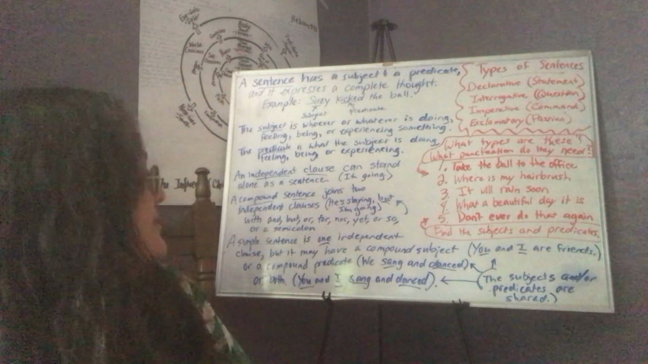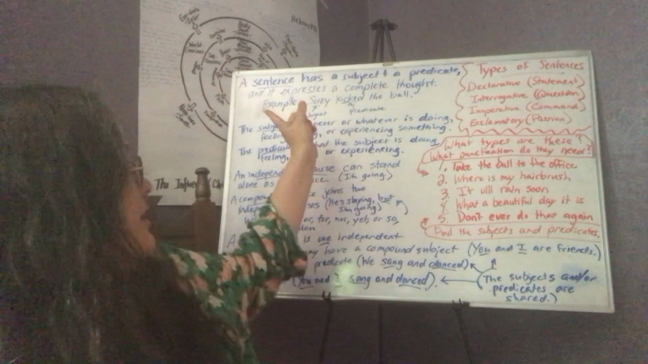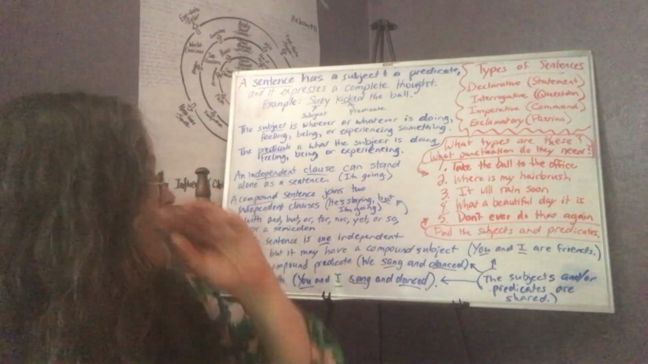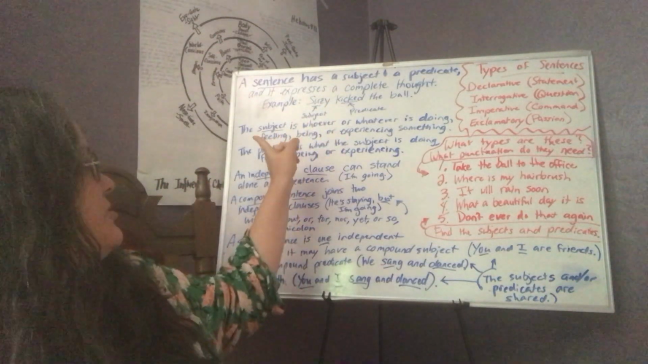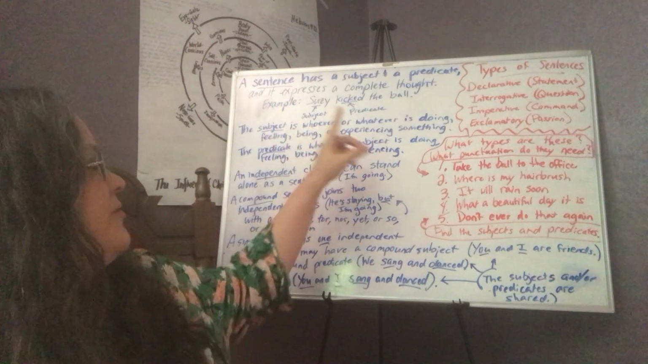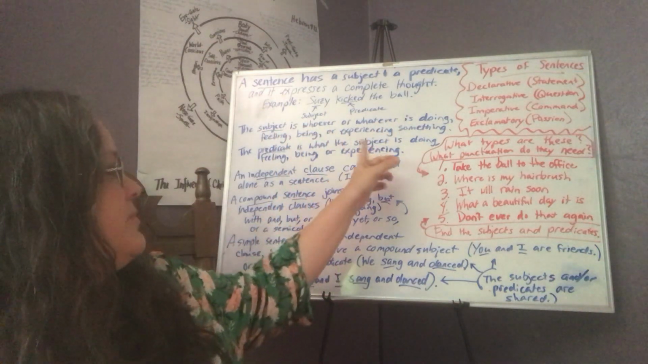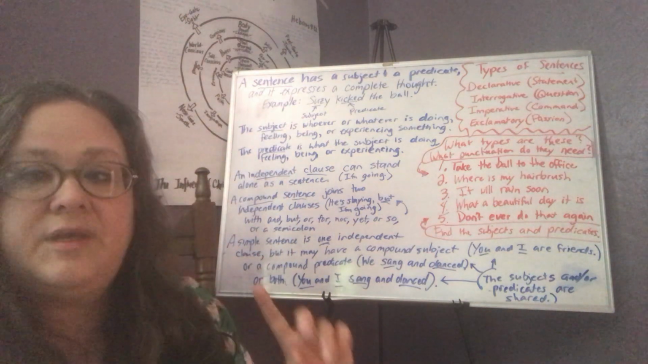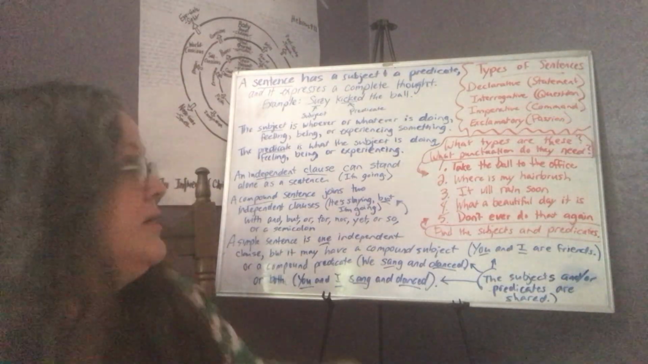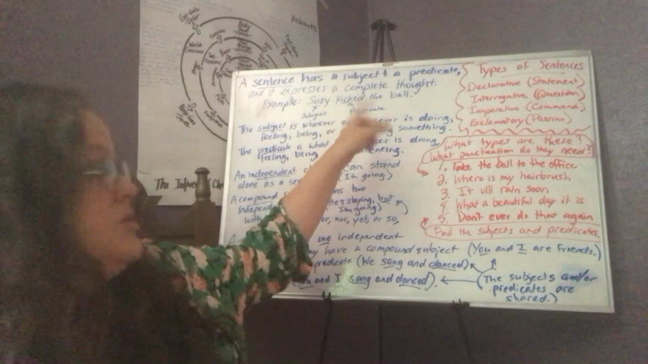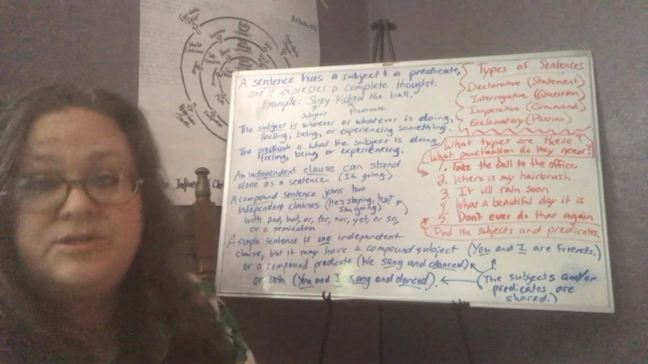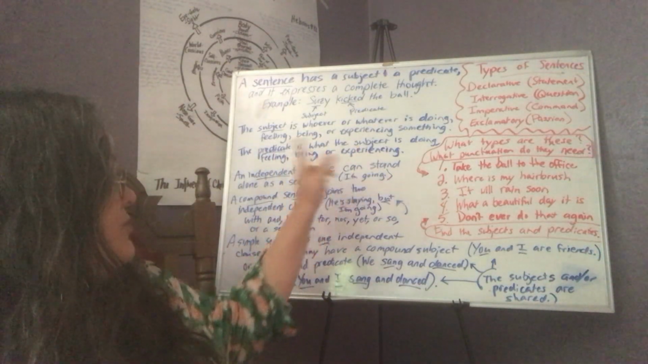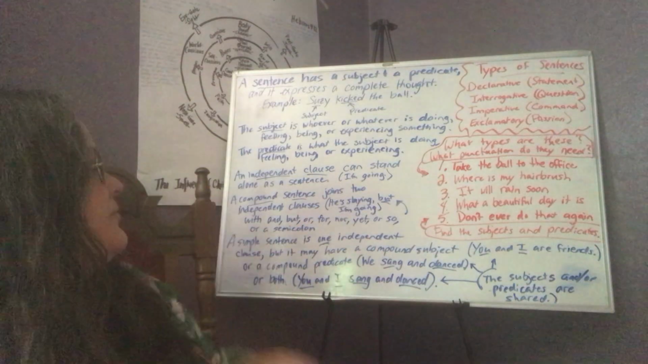So, a sentence has a subject and a predicate, and it expresses a complete thought. For example, Susie kicked the ball. In that sentence, Susie is the subject because Susie is whoever, or whatever, in this case whoever, is doing, feeling, being, or experiencing something. Susie is doing the kicking, and so she is the subject. And the predicate is whatever Susie's doing. Susie is kicking. Susie kicked the ball. This is past tense, but still it is an action. It's what Susie did. So, the predicate is what the subject is doing, feeling, being, or experiencing.